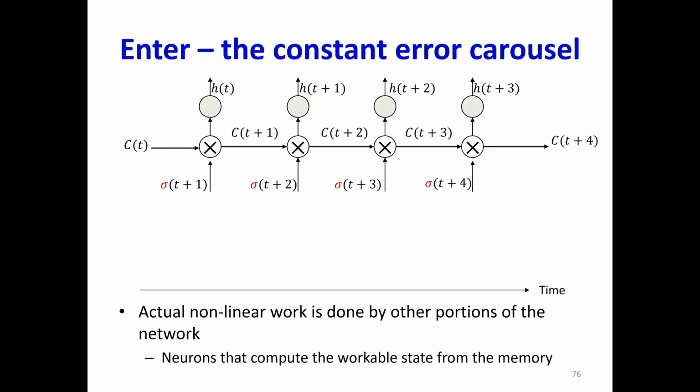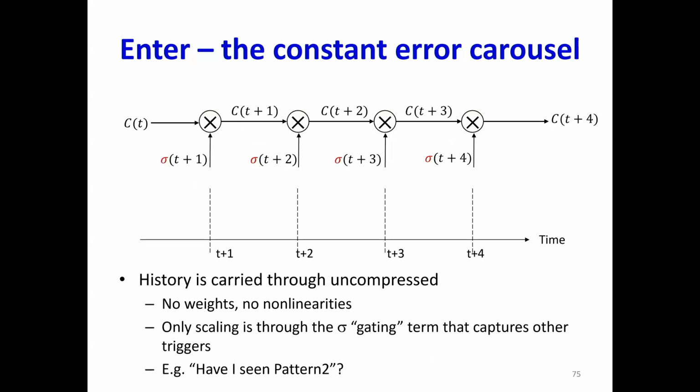Here's what the thing is going to look like. This is what we will call the constant error carousel. It's just going to keep things in memory. It doesn't modify it using any weights or any activations. It only modifies it based on some gates which analyze the input to determine if this value must be changed or not.